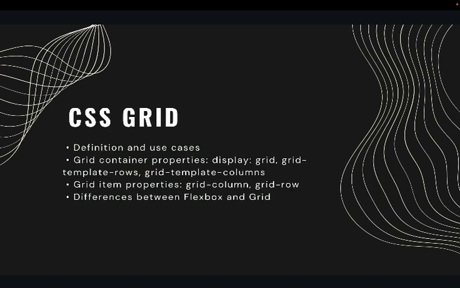Now, CSS Grid. CSS Grid is a two-dimensional layout system, making it easy to design web pages with rows and columns. Unlike Flexbox, which focuses on a single axis, Grid excels in creating complete page layouts. It's powerful for structuring design without excessive use of nested elements.